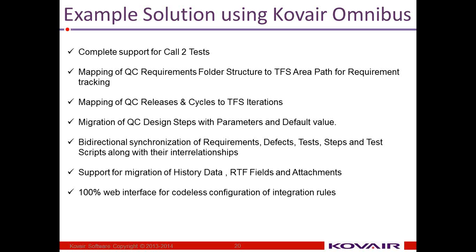Next, the bidirectional synchronization of requirements, defects, and other artifacts along with their interrelationships. Once you have migrated the artifacts from QC to TFS, you are capable of doing a bidirectional synchronization. If you modify a particular requirement in QC, that gets reflected in TFS. If you modify a test case in TFS, that modification is reflected back in HPQC. If you set up a traceability link with other artifacts as well, that can also be synchronized bidirectionally between these two tools.